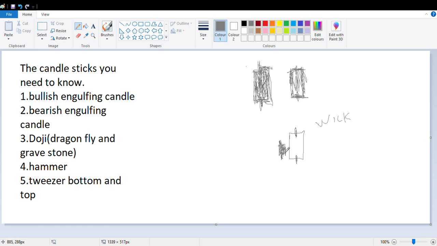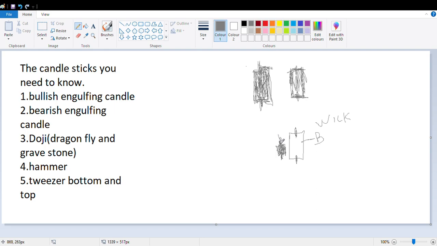The bullish engulfing candle does not always engulf a bearish candle; sometimes it can also engulf a bullish one. But most of the time we put our focus on the bearish. So this is my bullish candle, and it has engulfed this small bearish one. Take note of that. That is what we call the bullish engulfing.